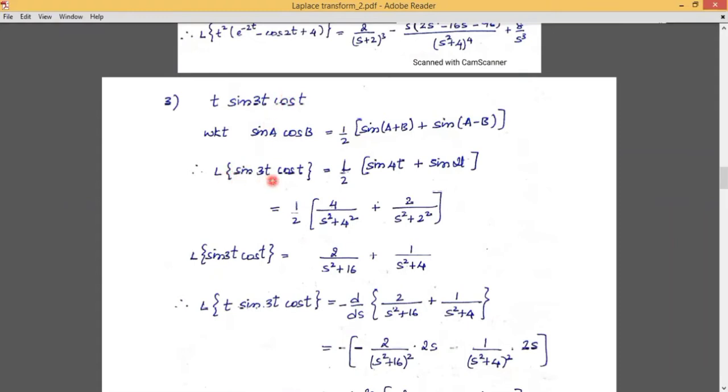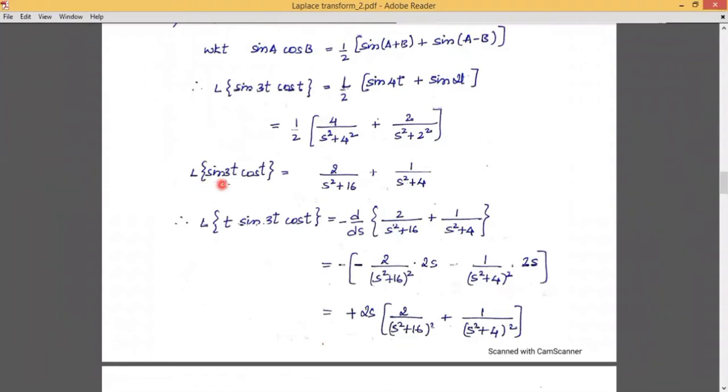the Laplace transform of sin 3t cos t will be equal to the Laplace transform of half into sin 4t plus sin 2t. The Laplace transform of sin 4t is 4 by s square plus 4 square. That is a by s square plus a square; here in place of a, we are having 4. And similarly sin 2t is 2 by s square plus 2 square.